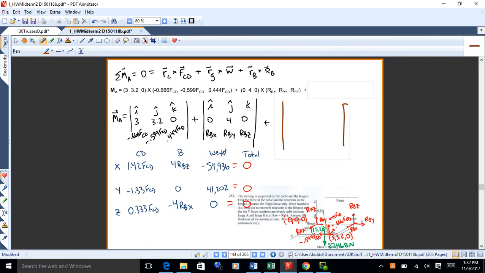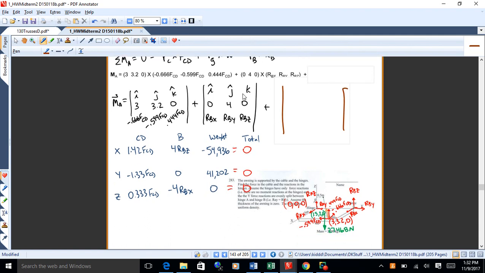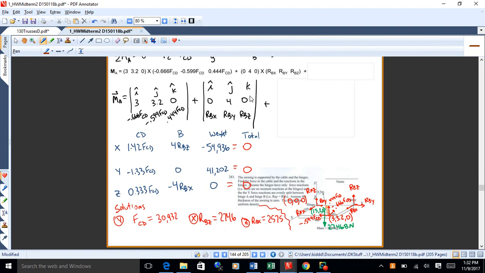And then once you've got those, you can just go back to the 3 force equations to solve for the remaining unknowns. There are the solutions, but I think you're given those anyway, so it's not that big of a deal. So 30,932 for FCD and 2746 for RBZ and 2575 for RBX. But I think I gave you the answers for these if I remember right.